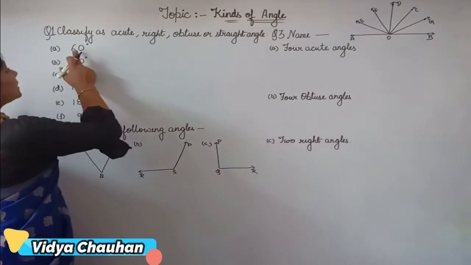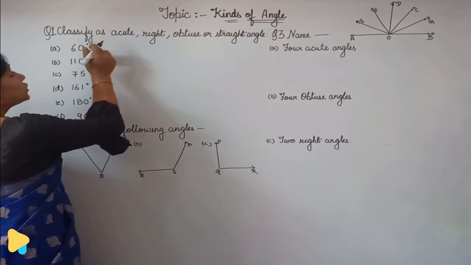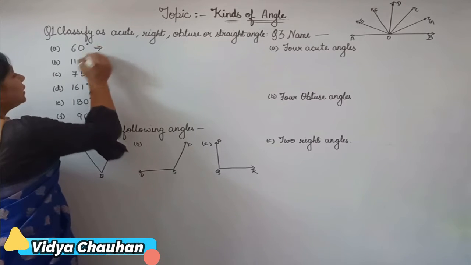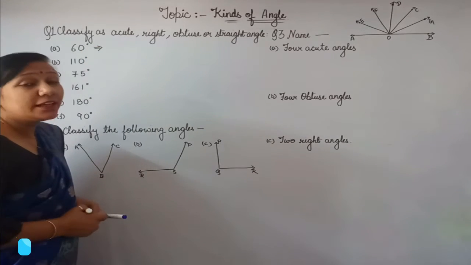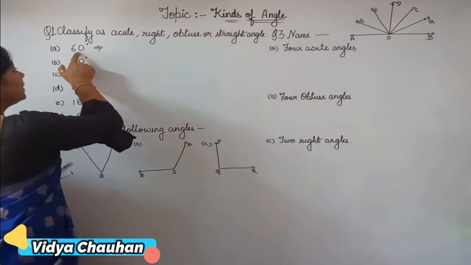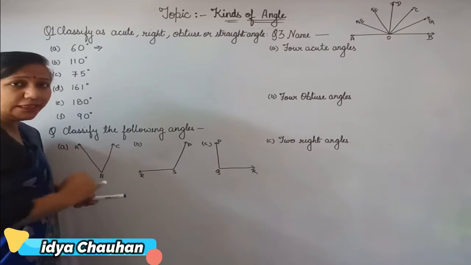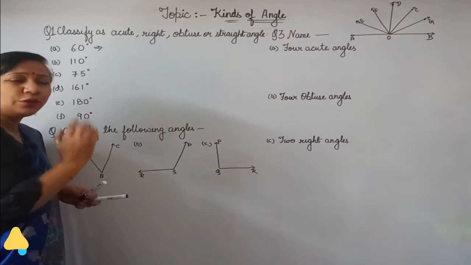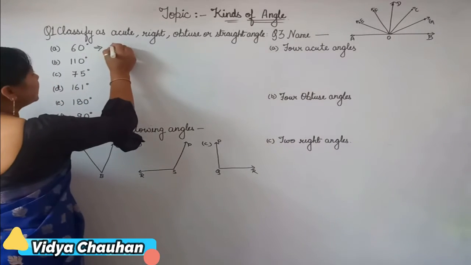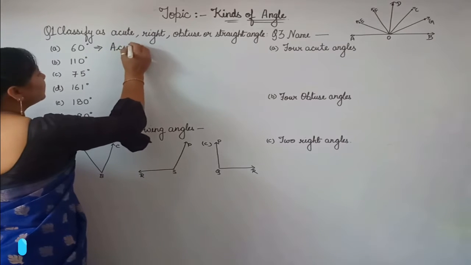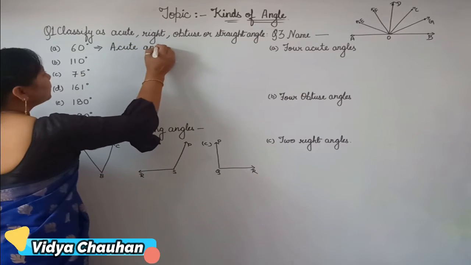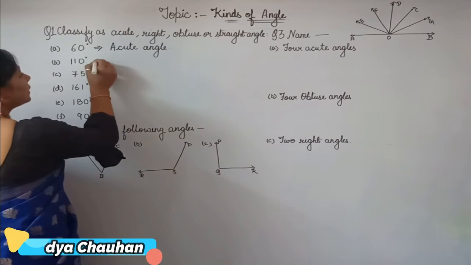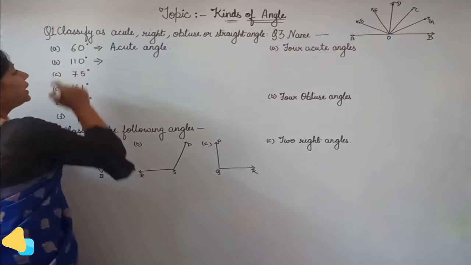The first angle is of 60 degree. So what is 60 degree? What kind of angle is this? Yes, the angle measurement 60 degree is less than 90 degree. That means it is between 0 to 90. So yes, it is an acute angle. So what is our first angle? Acute angle. Second, 110 degree.